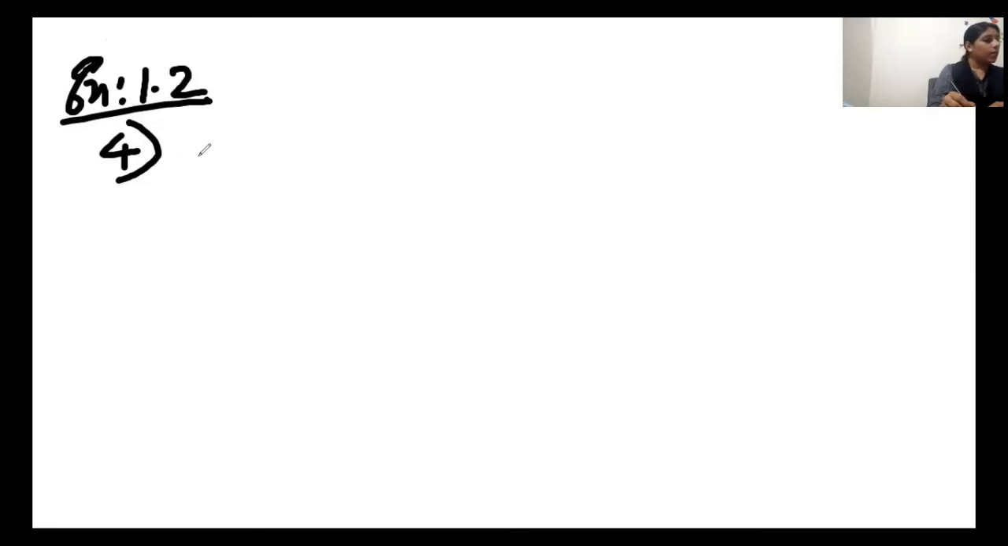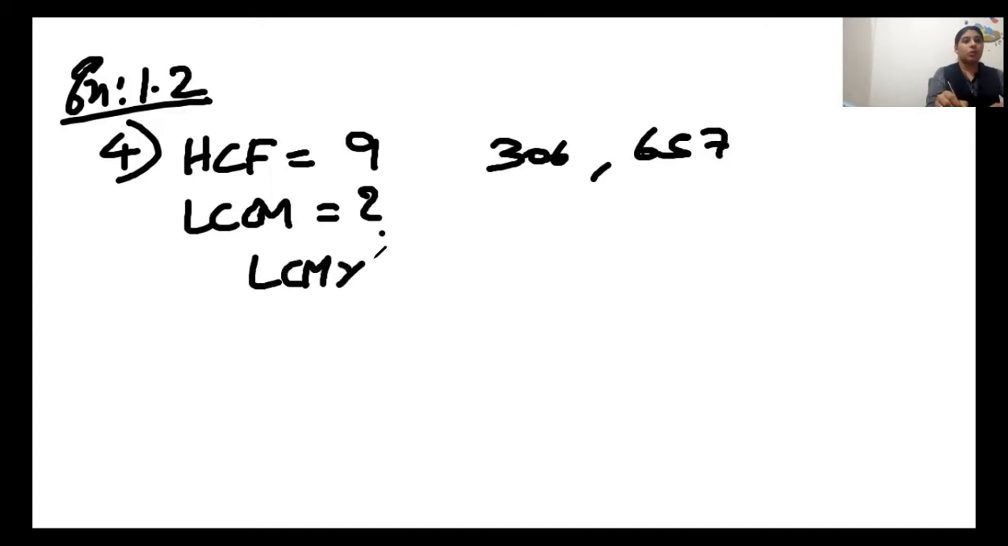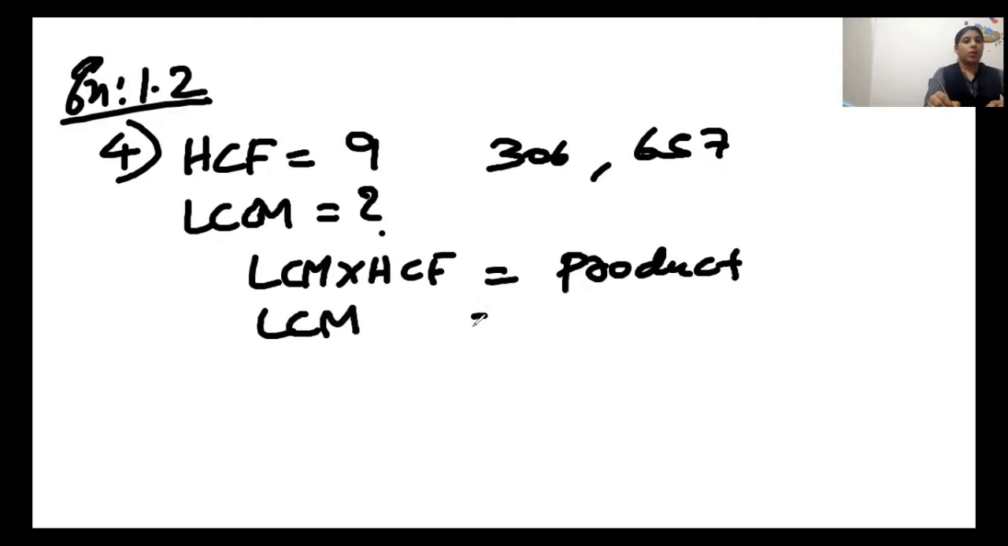Now, the fourth question. Given that the HCF of two numbers is 9, and the numbers given are 306 and 657, we have to find the LCM. As per the theorem, we know that LCM into HCF is the product of the two numbers. So what is the LCM we have to find? LCM will be the product divided by the HCF. What is the product?